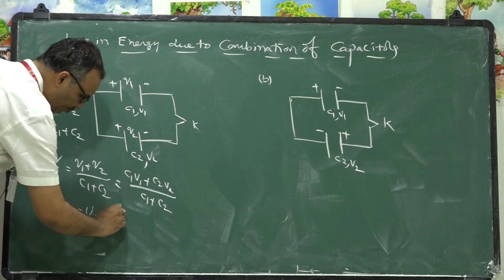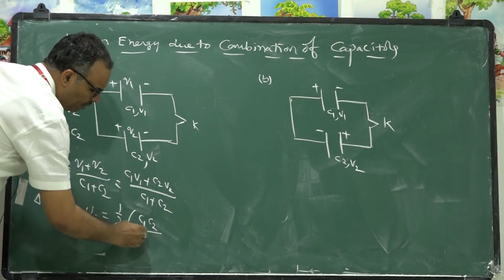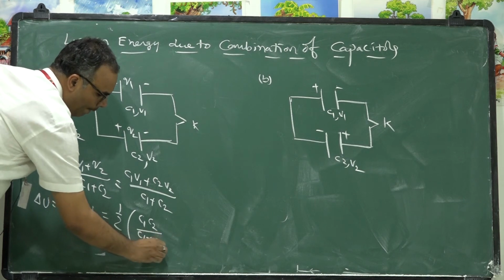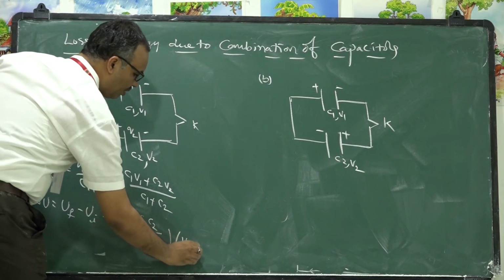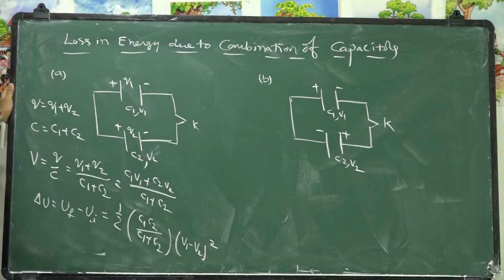half into C1 C2 by C1 plus C2 into V1 minus V2 whole square. V1 minus V2 whole square. It is in the first situation.